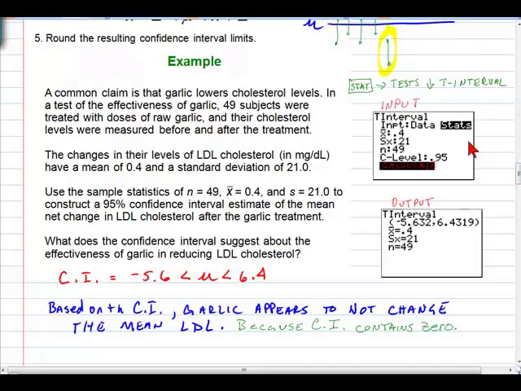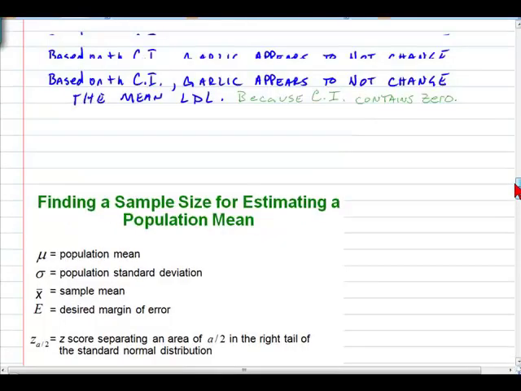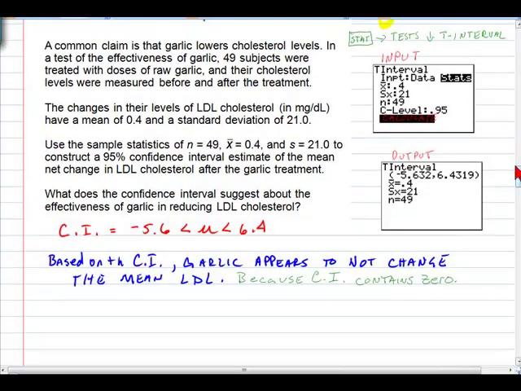It's easier to do the confidence intervals on the calculator. I'm not going to require you to do them by hand using tedious computations. That's why I wanted to show you how to do this using the calculator.